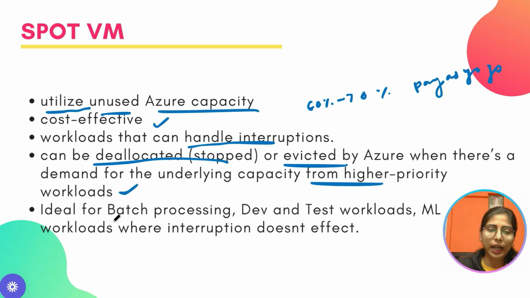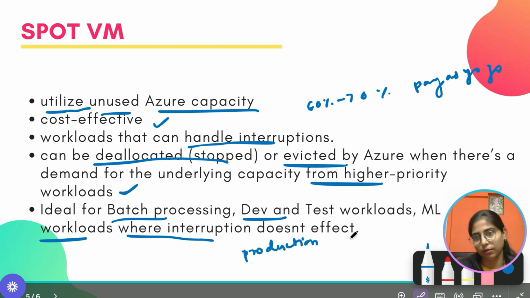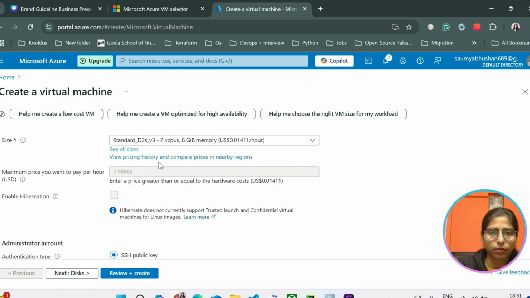So it's basically ideal for batch processing or any dev test workload or ML workloads where interruption doesn't affect. So that means it is not useful for production workload or any staging workload. Now let's move to size. The D family was for general purpose workload. We are okay with this workload.